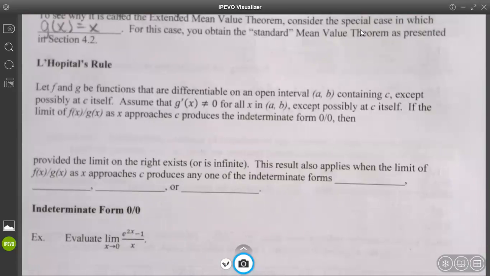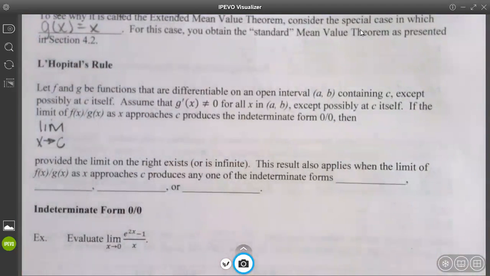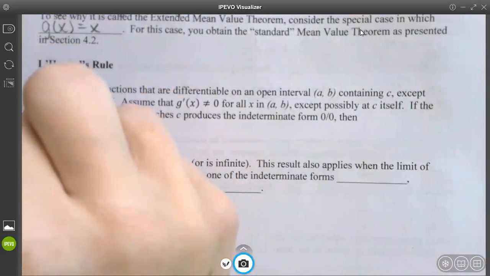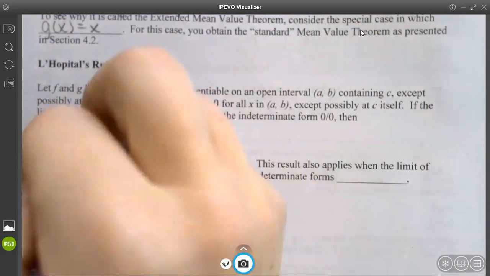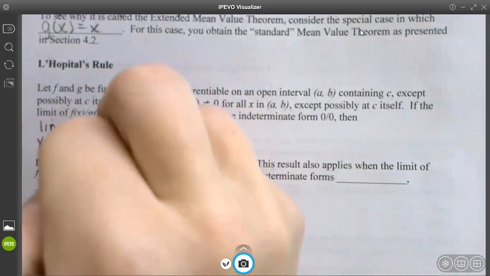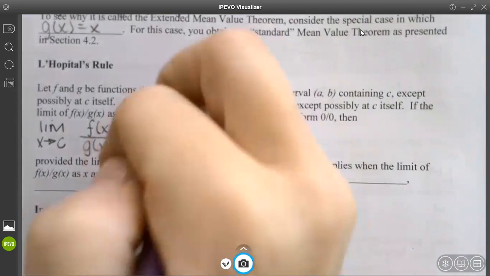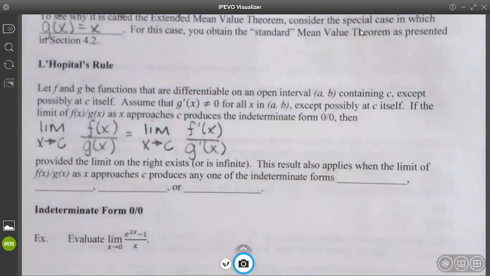So again, that's the easy stuff. The limit as x approaches c of f of x over g of x. But again, we don't want g of x to equal 0 because then it would be a 0 on the denominator. You can rewrite it. So those ones that we can't rewrite that still produce indeterminate forms, like on the front page, then we can do this. Find the derivative of the top over the derivative of the bottom, and then you can direct substitute. Provided the limit on the right exists or is infinite.